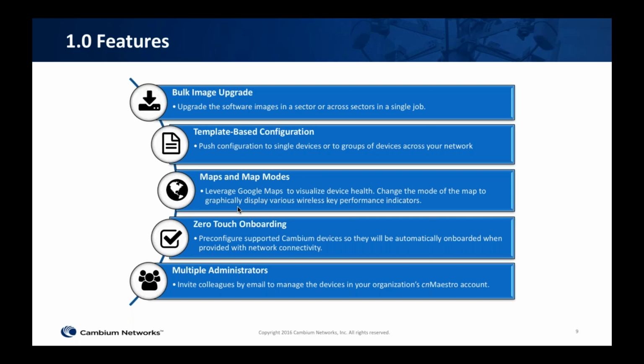Maps and all the map modes are really nice to have, so you can see your devices tied to the map with the device's location. With the devices having a GPS receiver, you can easily get this data from the GPS receiver, so we automatically put those devices on the GPS map in CN Maestro. For subscriber modules, you can do it manually by dragging those devices on the map.